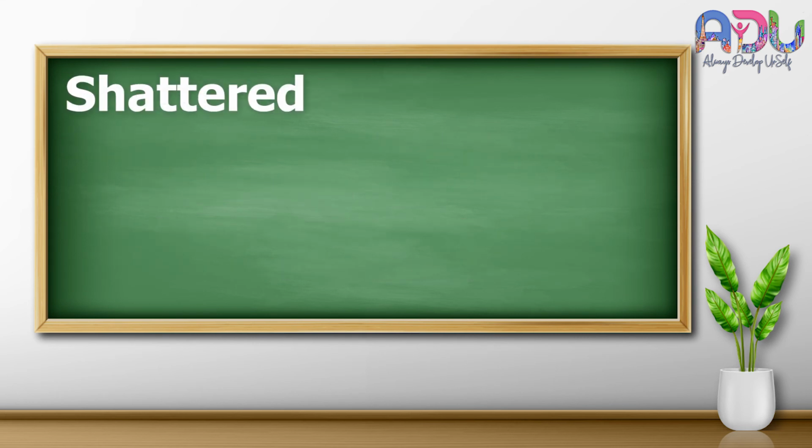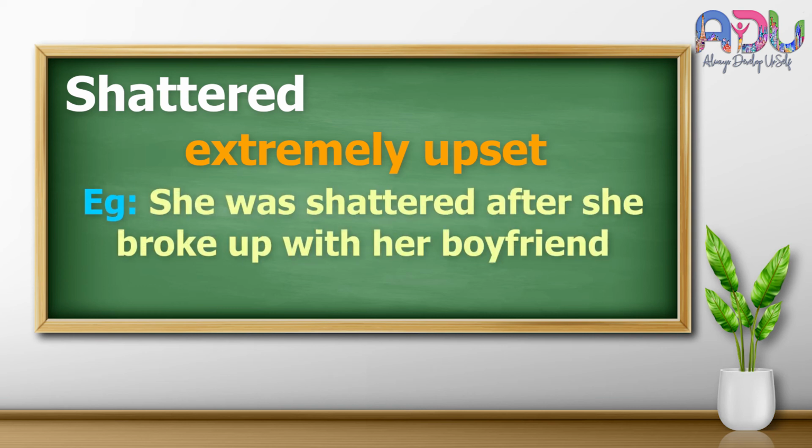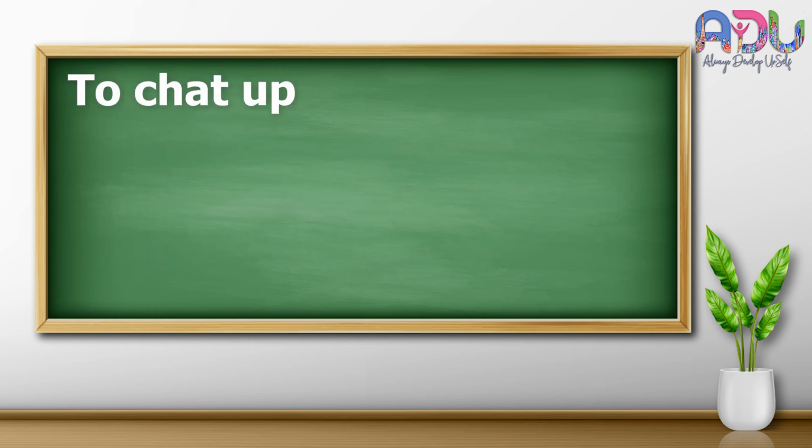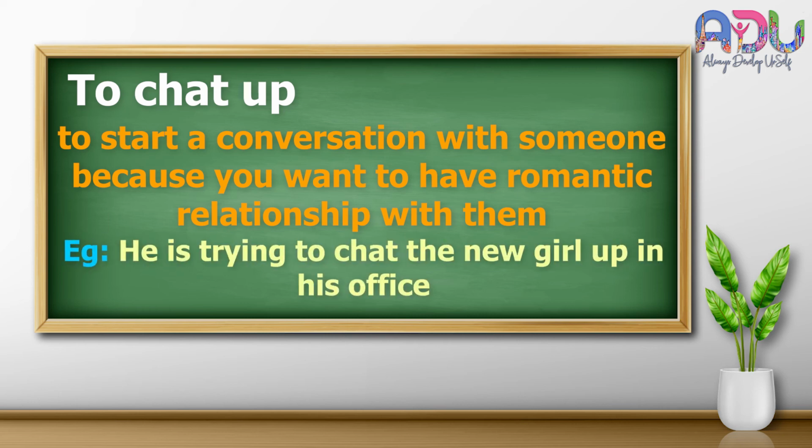56. Shattered. To be shattered means to be extremely upset. For example, she was shattered after she broke up with her boyfriend. 57. To chat up. To chat up is to start a conversation with someone because you want to have a romantic relationship with them. For example, he's trying to chat the new girl up in his office.